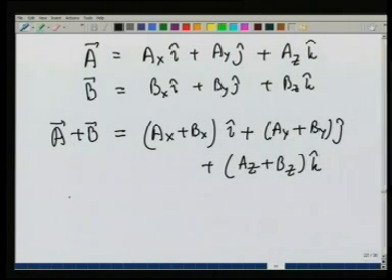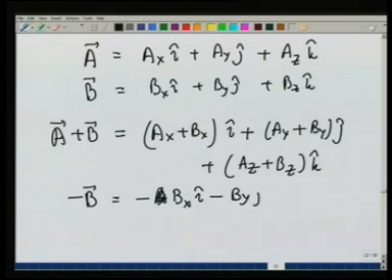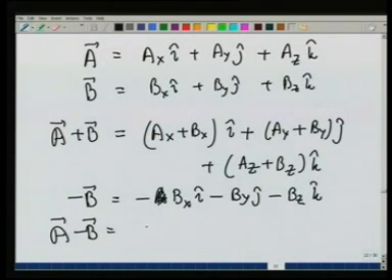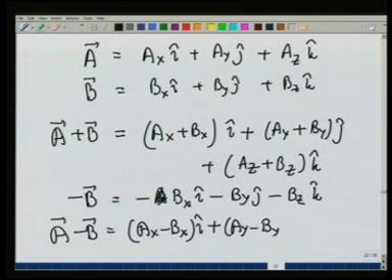Similarly, minus B would be nothing but each component of the B vector would become negative. And therefore, A minus B, which is nothing but adding A and minus B, would be the same as (a_x minus b_x) i plus (a_y minus b_y) j plus (a_z minus b_z) k.